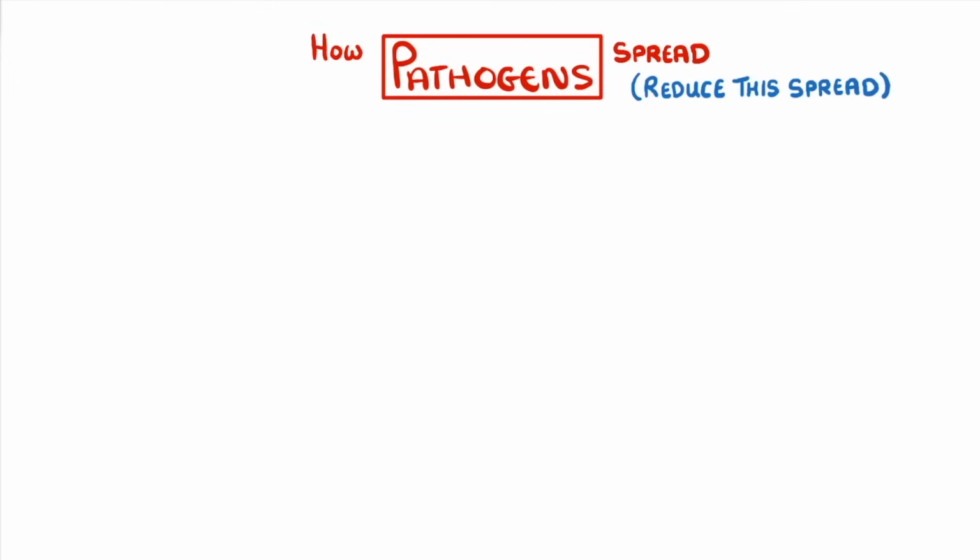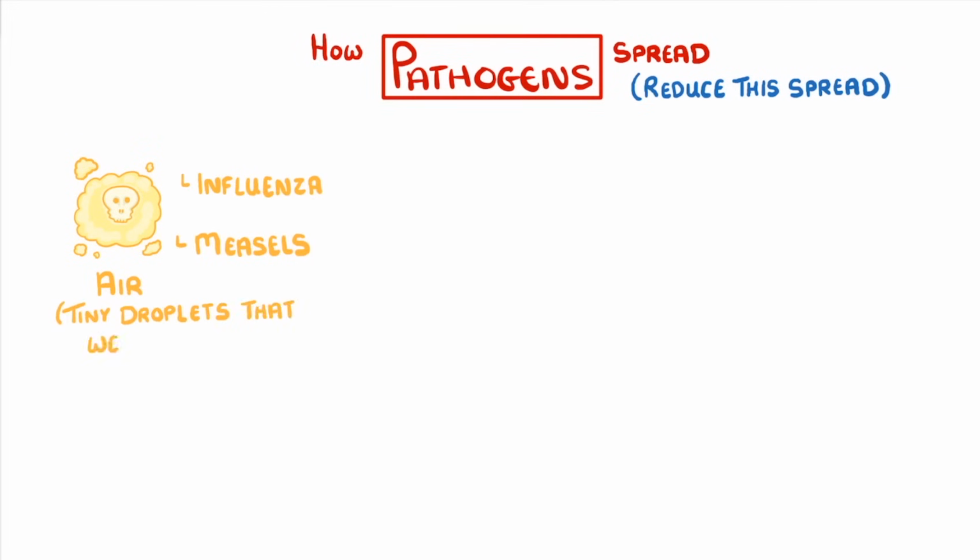One way they spread is through the air. For example, many airborne pathogens, like the influenza virus or measles virus, can be carried in tiny droplets that we expel when we cough or sneeze.